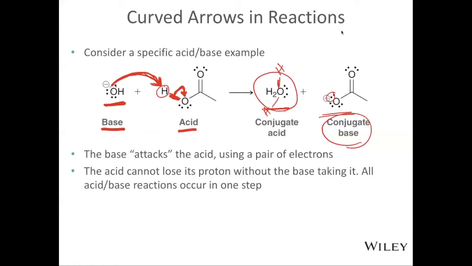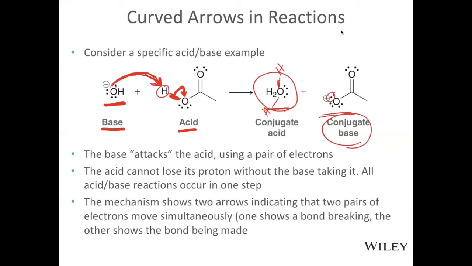So all acid-base reactions occur in a single step. And the mechanism here shows two arrows indicating that the pairs of electrons move simultaneously. One shows bond breaking and the other shows bonds being formed. And those are going to happen together at the same time. It's called concerted, and it's a single step. Even though we see two arrows, that's going to happen at the same time.